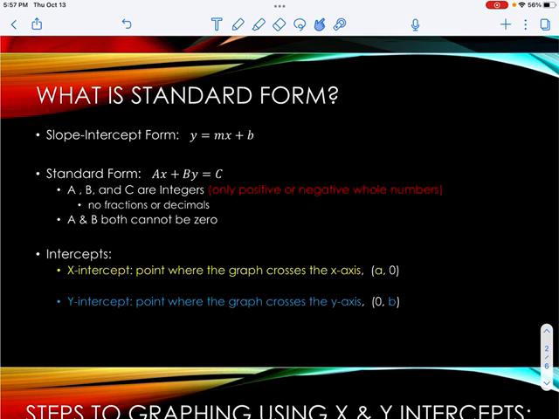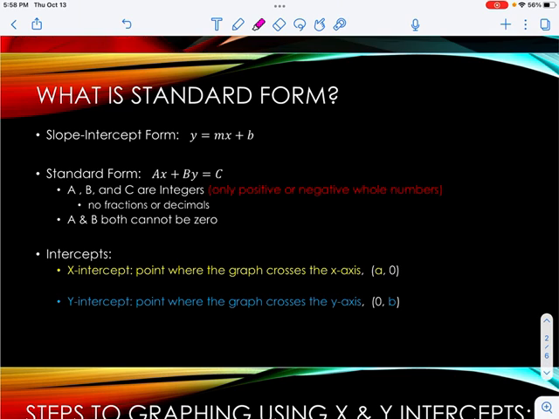Now, when we look at standard form, we also bring about this concept of intercepts. In slope-intercept form, we talked quite a bit about the fact that we have a y-intercept. And we said that a y-intercept is the point where the graph crosses the y-axis. We've even used it when we graphed in slope-intercept. But we also have this thing called an x-intercept. And the x-intercept is the point where the graph crosses the x-axis.